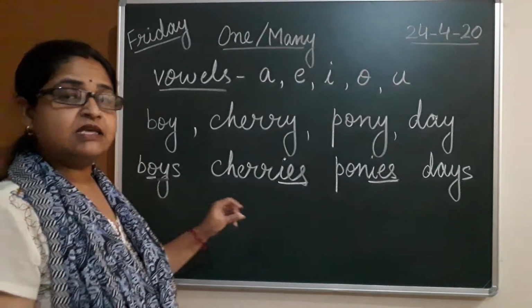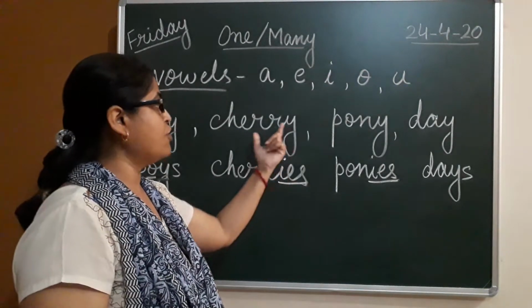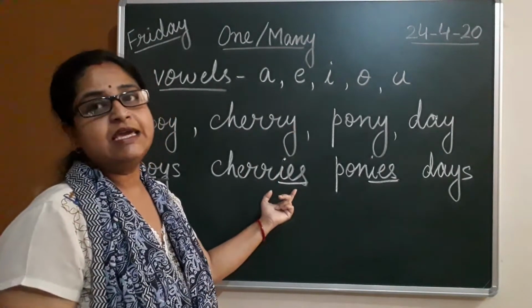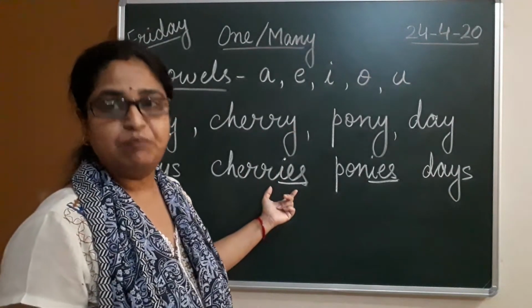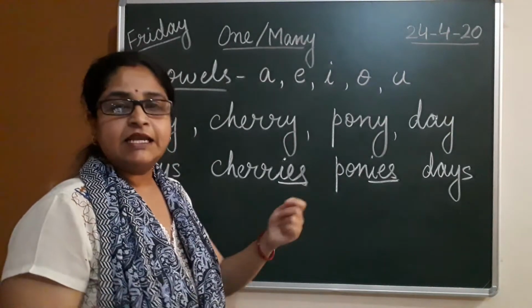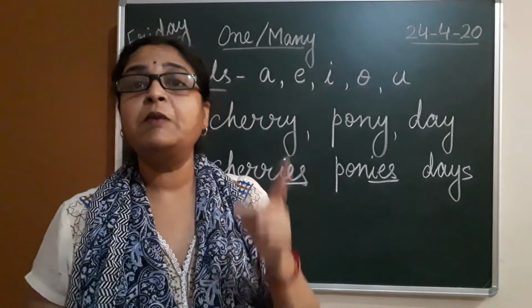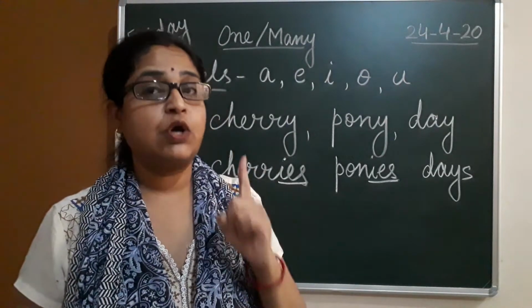But if there is a consonant before Y, then we will remove Y and put IES to make the words plural. Understand? I think you have understood it. Make it very clear and understand this concept.